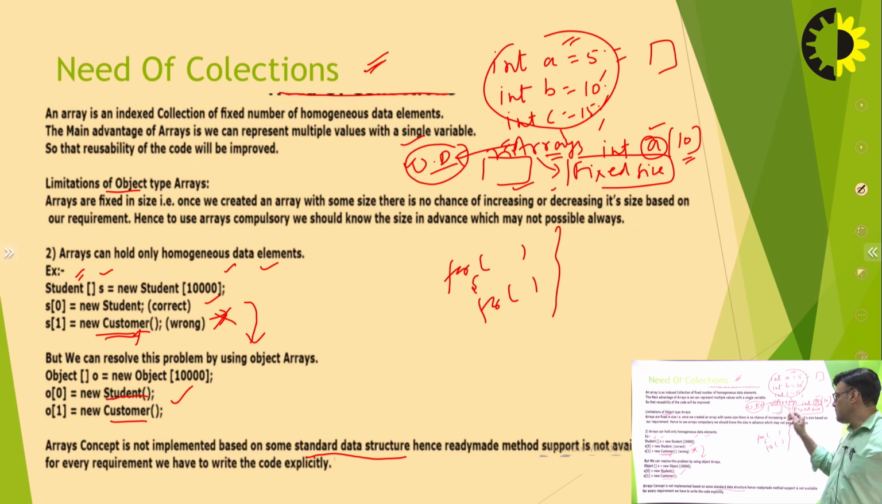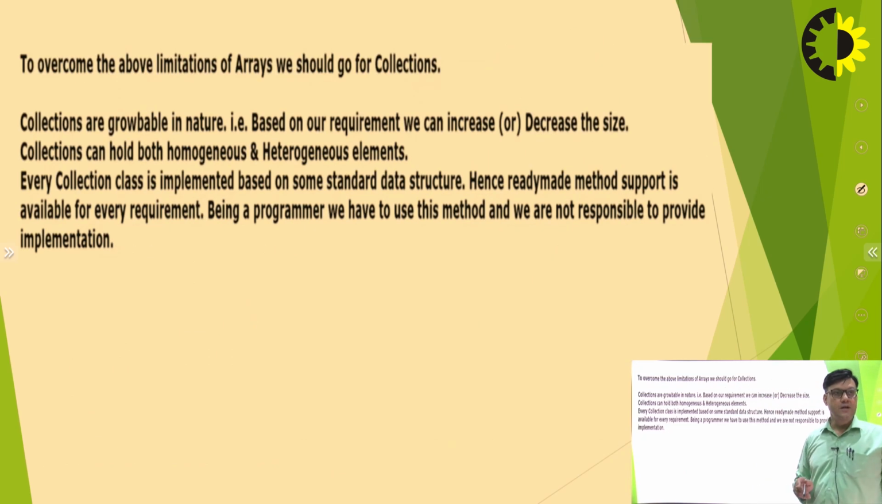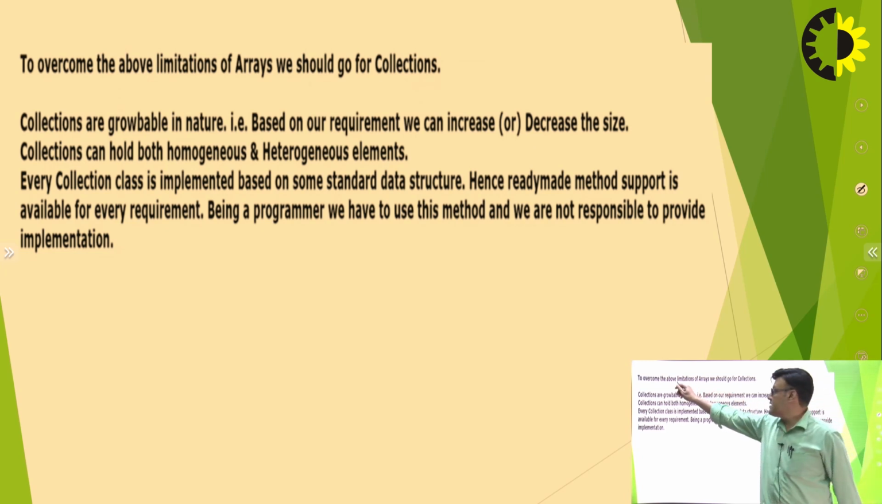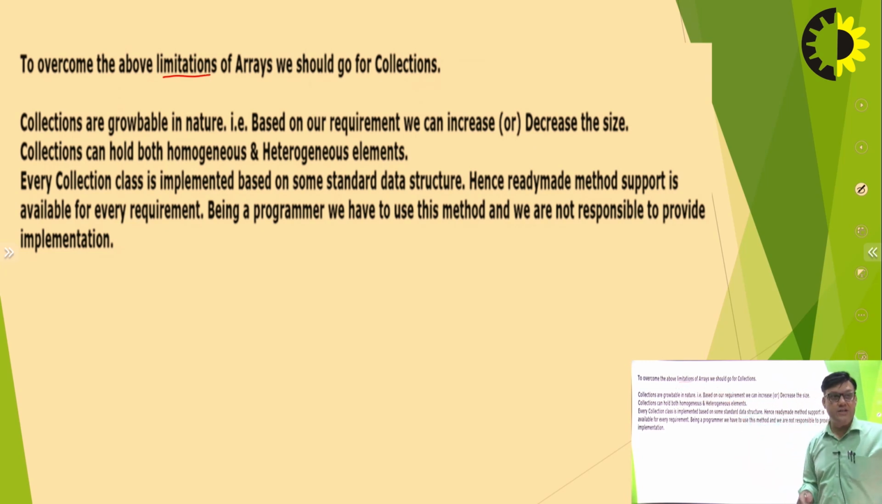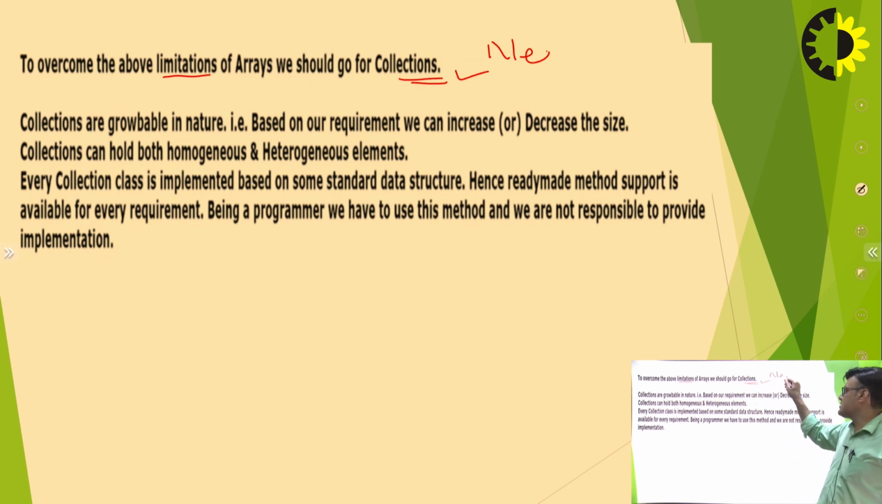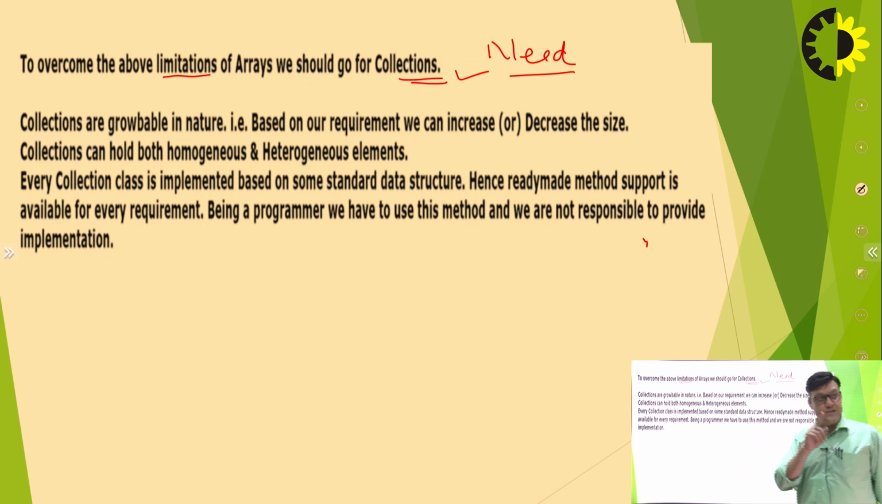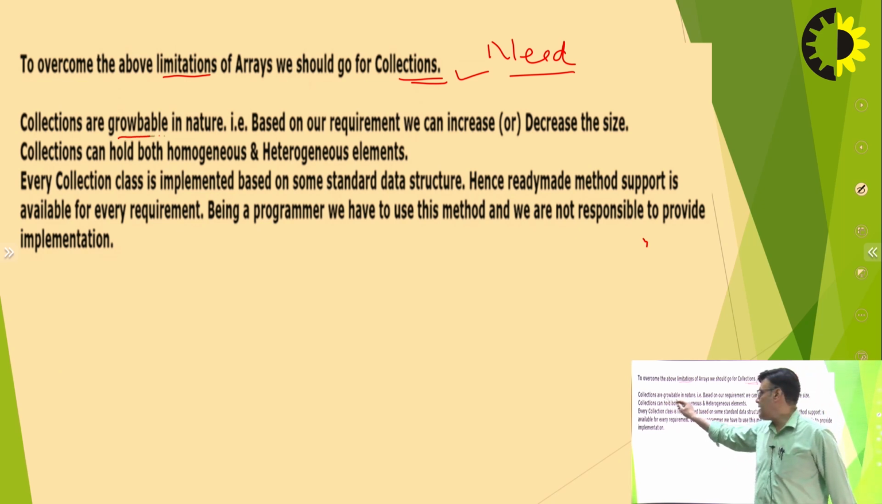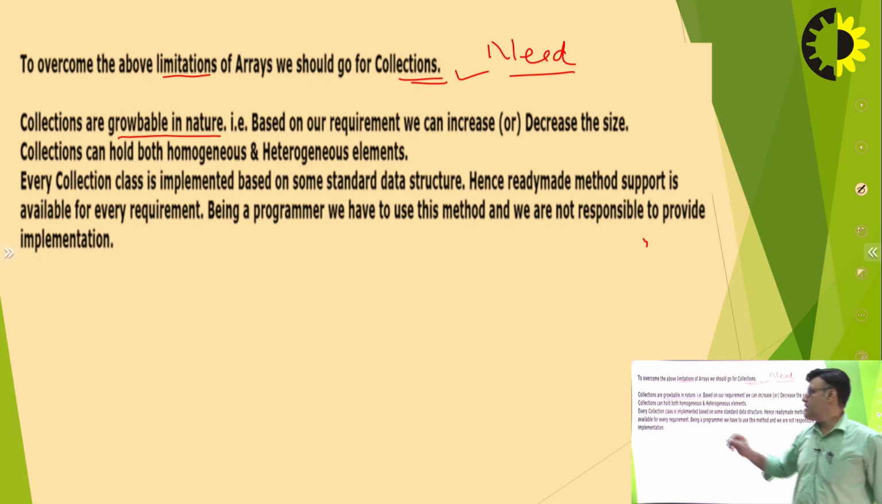Okay, so there are some limitations that I have pointed out here. To overcome these limitations that we have discussed, we should go for collection. So this is the requirement, this is the need for which we use collection. Okay, students, now we can figure out that array is fixed in size, whereas collection is growable in nature. We can increase and decrease the size.